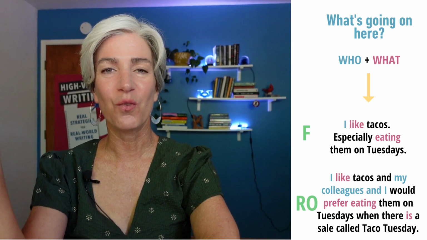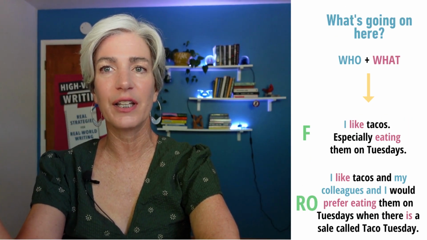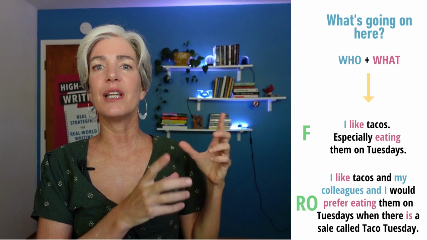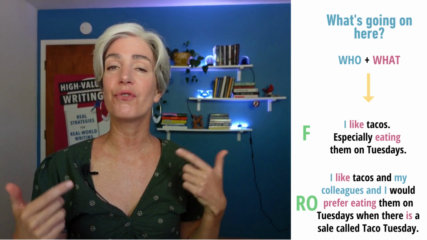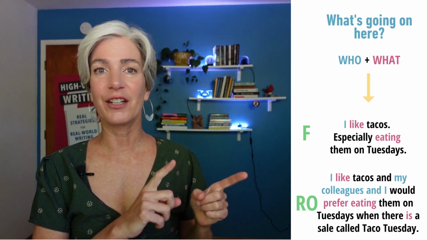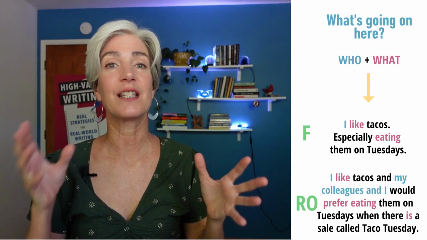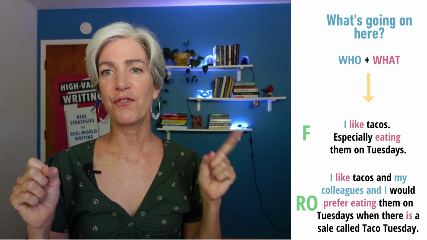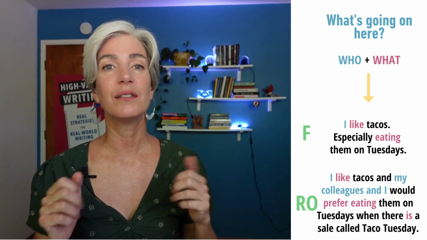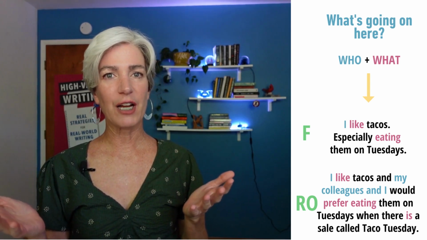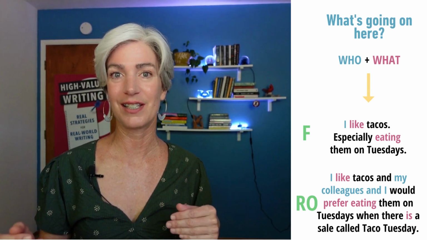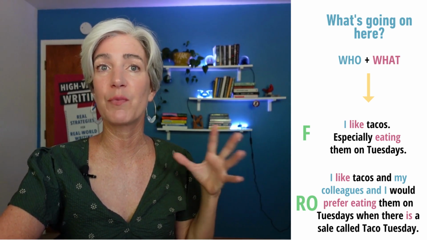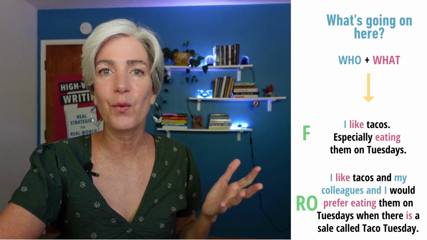So how did we get here? What is happening that's letting us leave fragments or create these huge run-ons? Well, you can see with the color coding, it's the amount of who's and what's. I like tacos. Fine, good sentence, has a who and what. Especially eating them on Tuesdays. It's a fragment because it's got a what, it does not have a who. What makes it a fragment? When it does not have both pieces. The run-on, you can see it goes through a few who's and what's, especially a bunch of what's. Too many for one sentence.